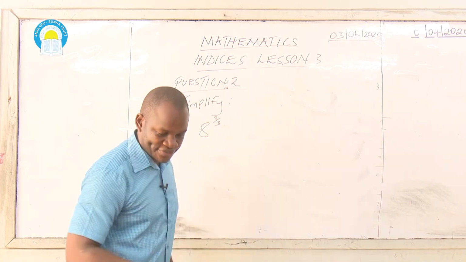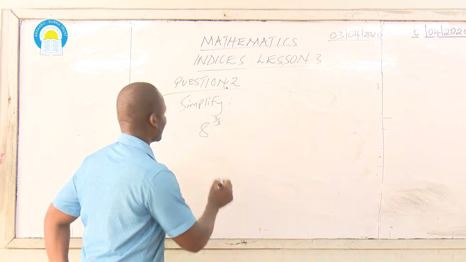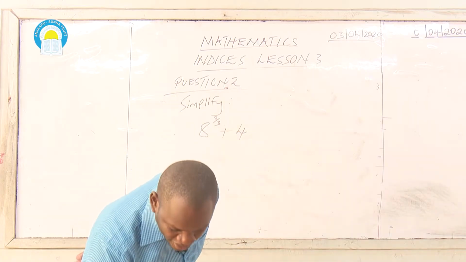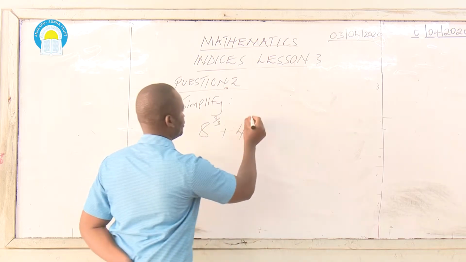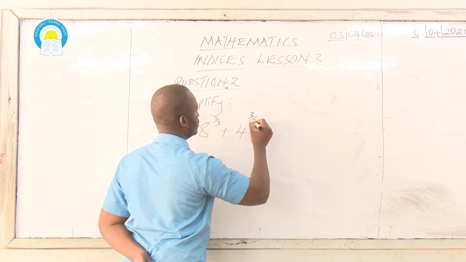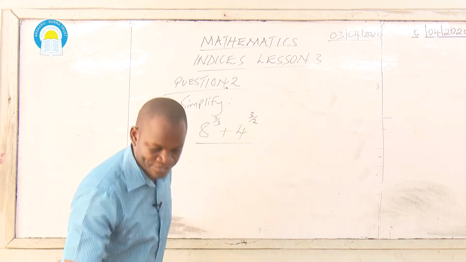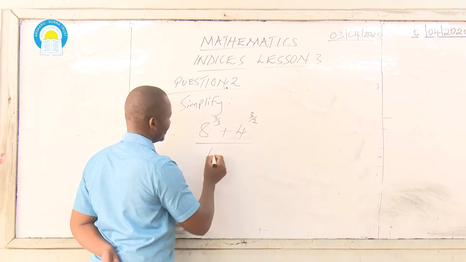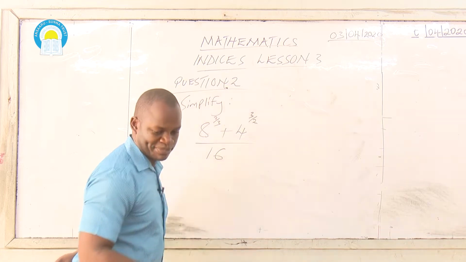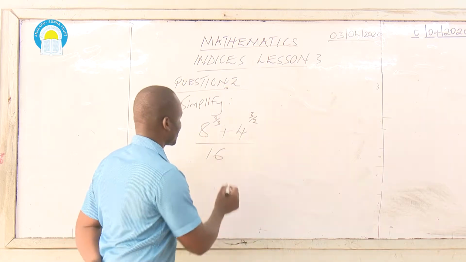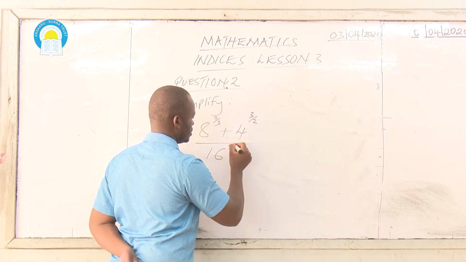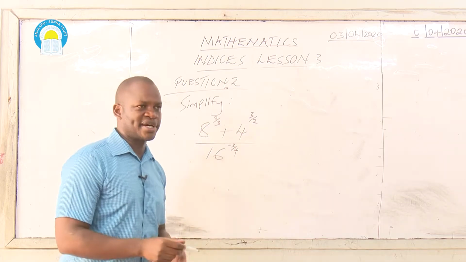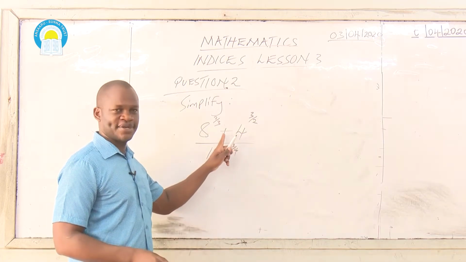plus 4 raised to the power of 3 over 2, over 16 raised to the power of negative 3 over 4. Now remember, we are having a plus here.